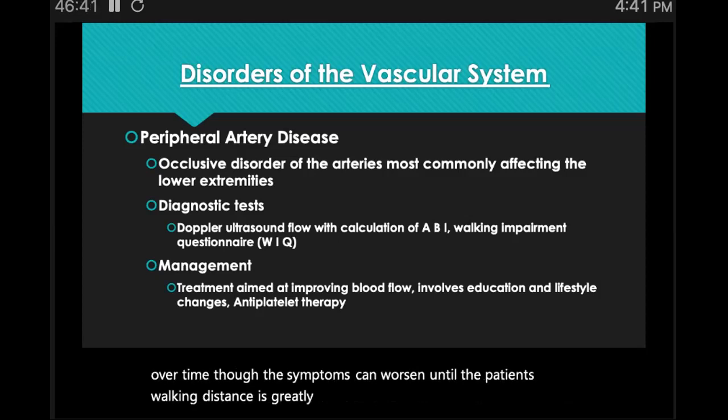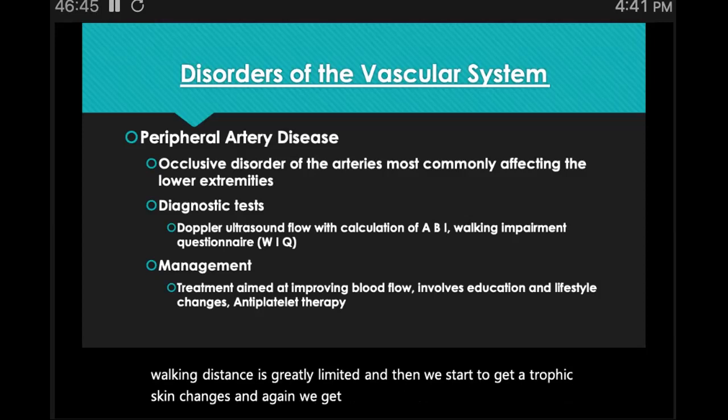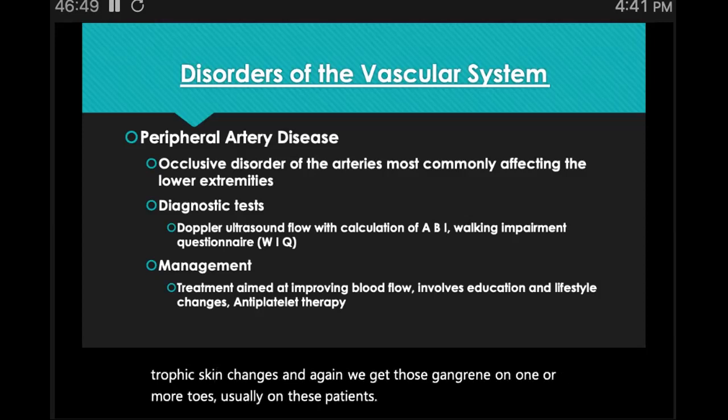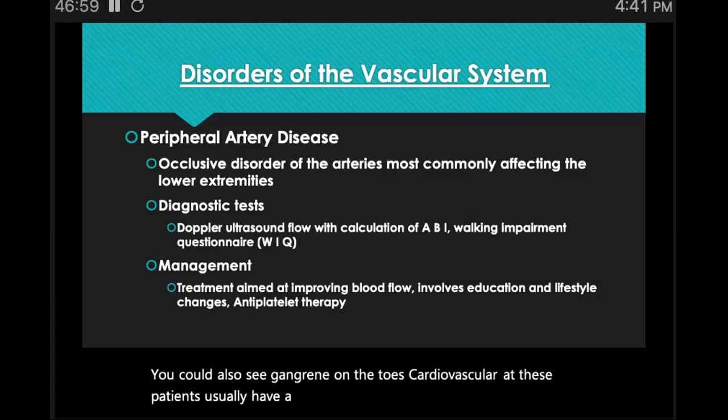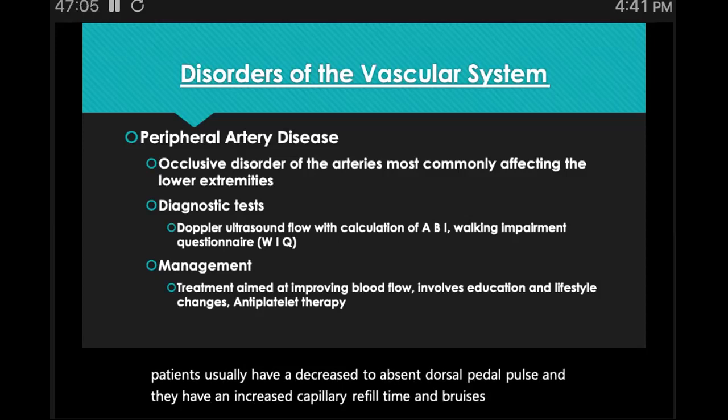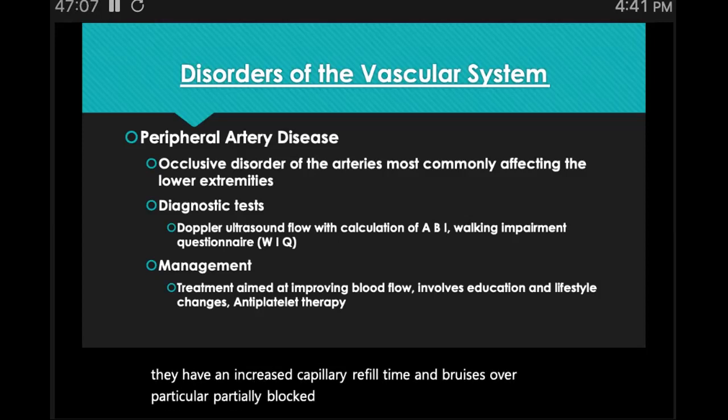And then we start to get atrophic skin changes. And again, we get gangrene on one or more toes. Usually these patients present with shiny and hyperpigmented ankles that are hairless and cool to the touch. You could also see gangrene on the toes. Cardiovascular, these patients usually have a decreased to absent dorsalis pedis pulse, an increased capillary refill time, and bruits over partially blocked arteries.